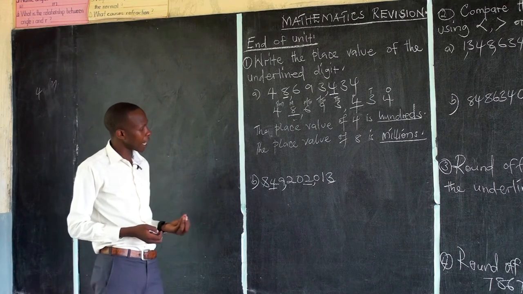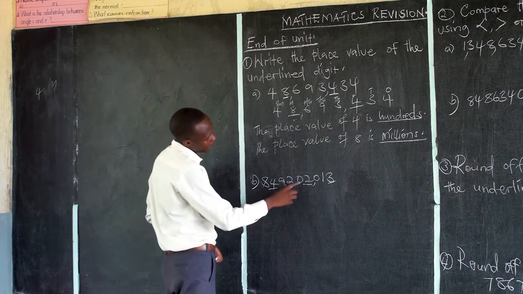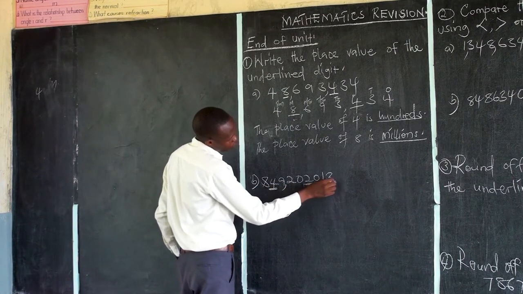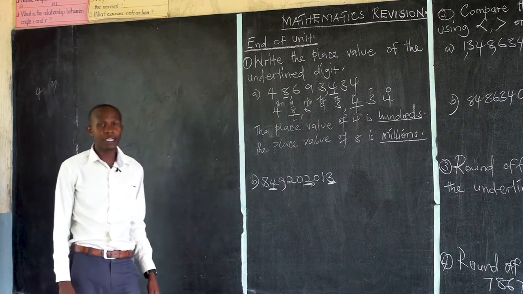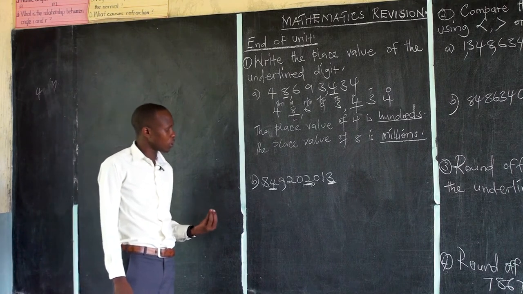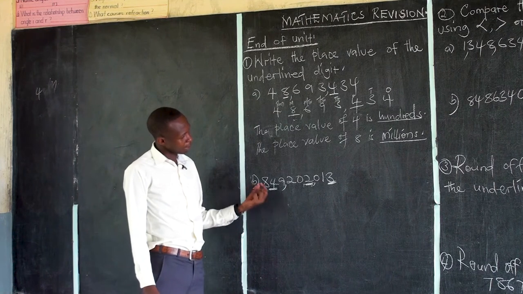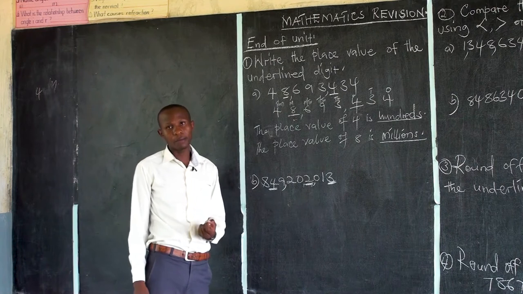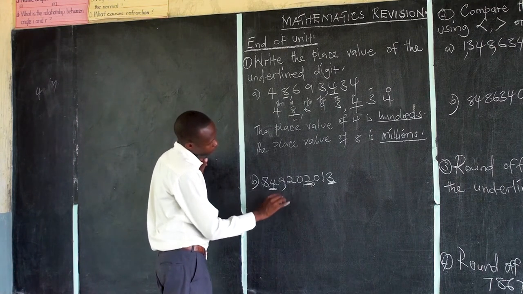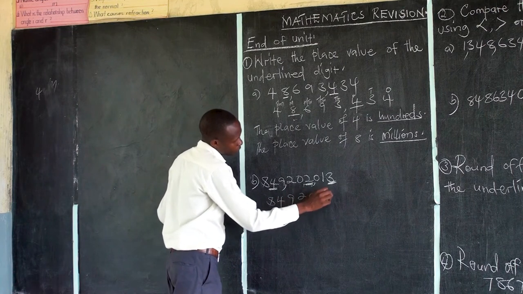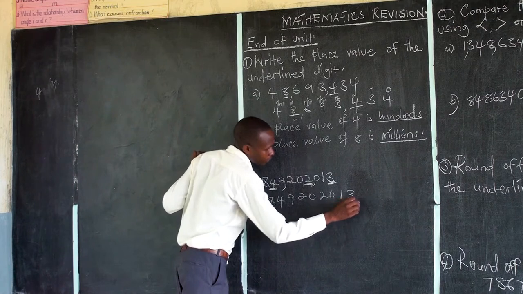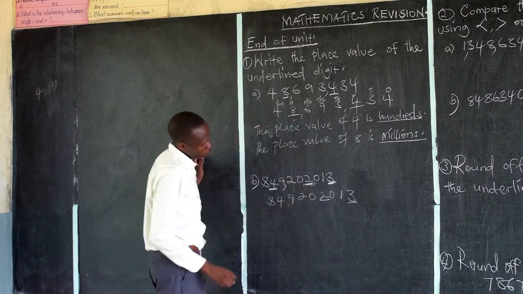So what is required at the moment is to come to the second option, that is B. We also identify the place value of the underlined digits, whereby I see the digit 2, then followed by 4, then we have 3 as well. There are 3 digits that have been underlined. So we want to identify the place value of 4, 2, and 3. By doing so, we shall first of all copy our number as 84920213. Remember, we need to find the place value of 3, the place value of 2, and the place value of 4.